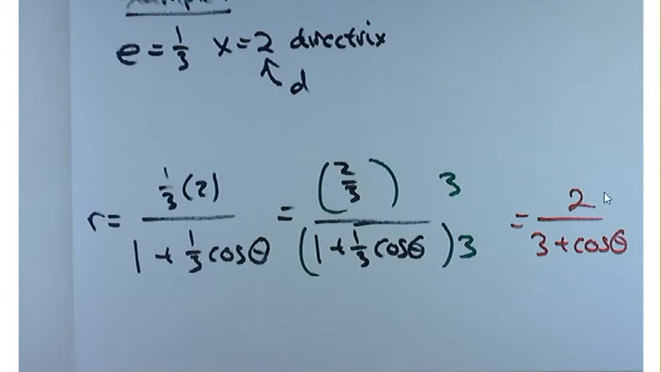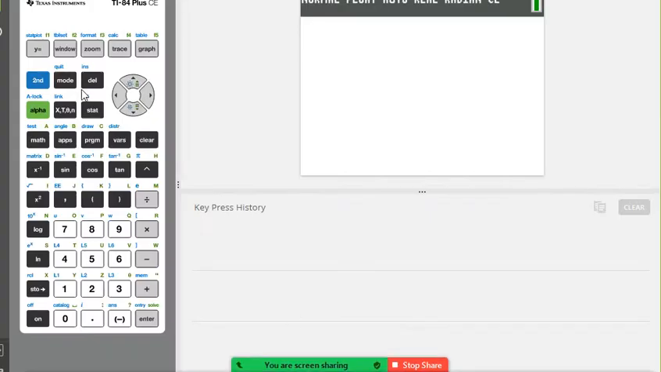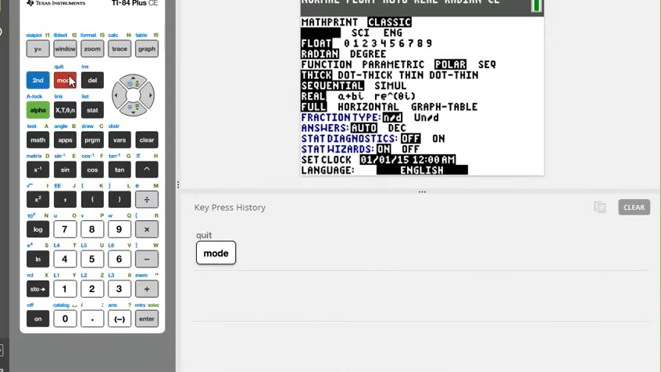So let's graph this last equation. That's going to be r equals 2 over 3 plus cosine of theta. To do that, start by putting your calculator in polar form. Go to the mode key, scroll down, roll over, and press enter when your cursor is over polar, and then you can either clear or hit second and quit. One way or another, you want to exit this.